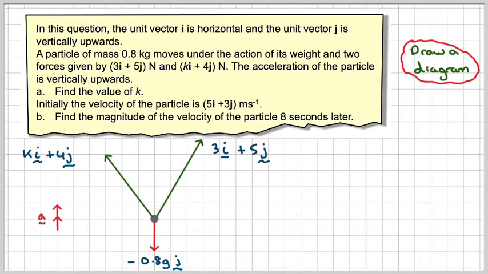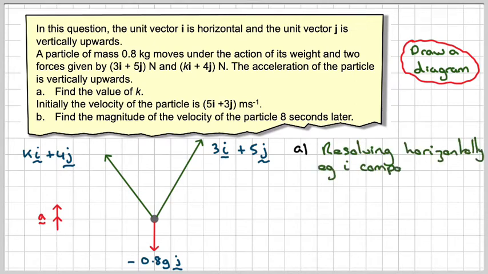We can resolve this way, and as it's going upwards, the i components must balance each other out, and therefore 3 minus k must be 0, so k is equal to 3.